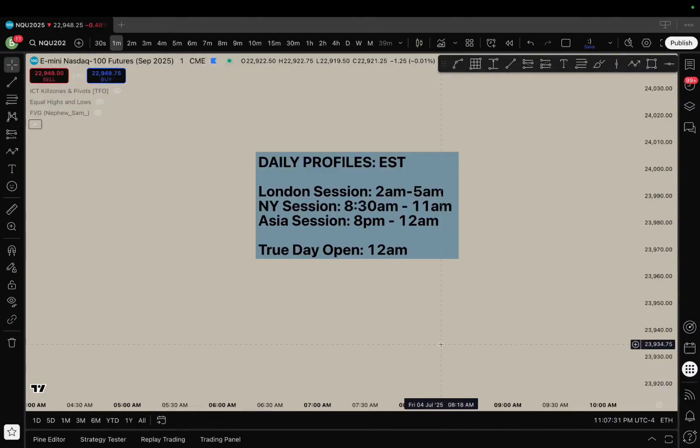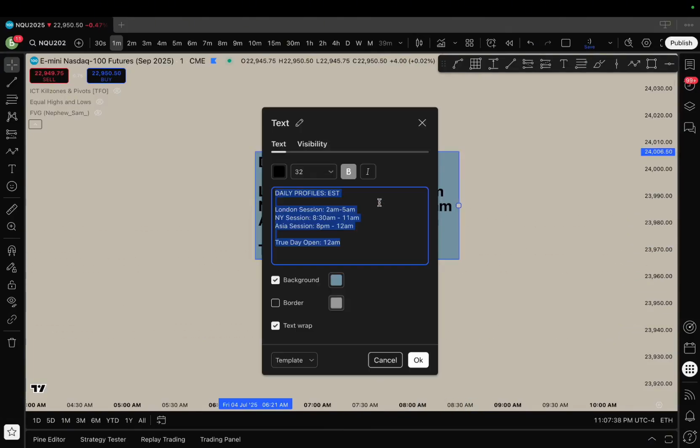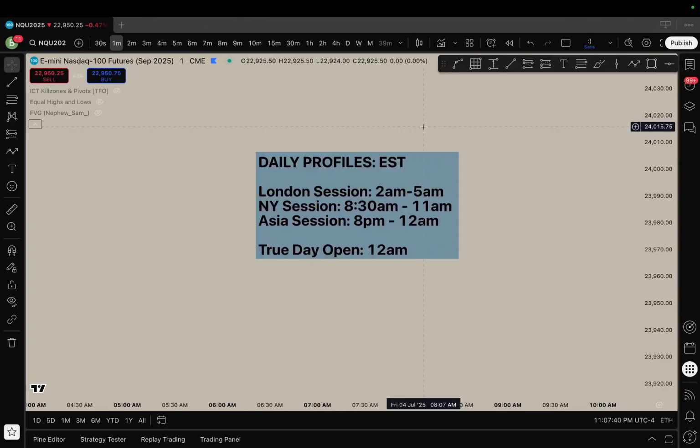So daily profiles, all of this, guys, is going to be in Eastern Standard Time, okay? London session starts at 2 a.m. to 5 a.m., right? New York AM session, and this is going to be your kill zones, is going to be from 8:30 a.m. to 11 a.m., okay? This is what you should be paying attention to. 8:30 is when news is dropping, right? There's a lot of times news is going to be dropping at this time.